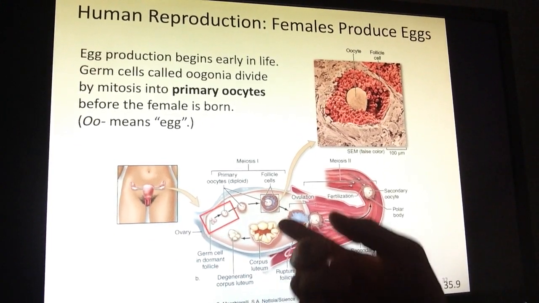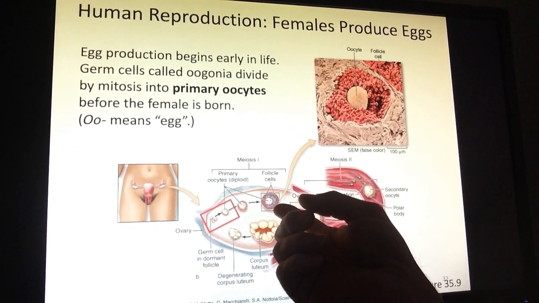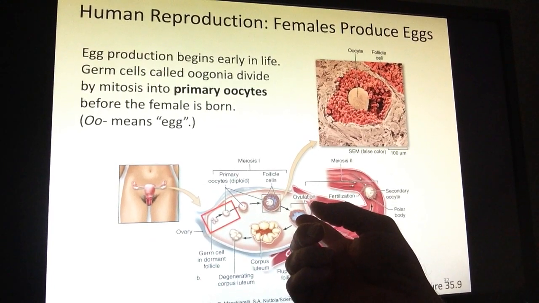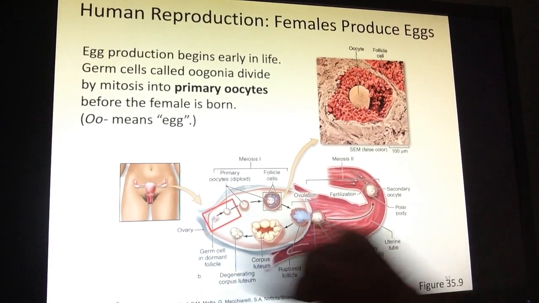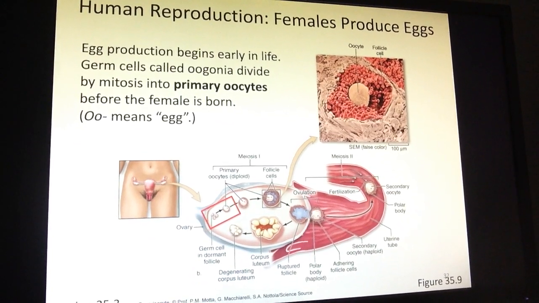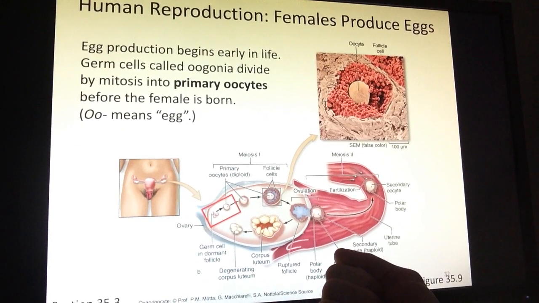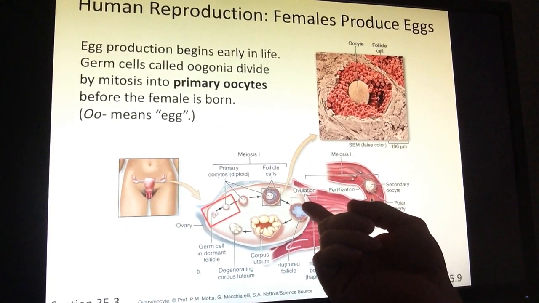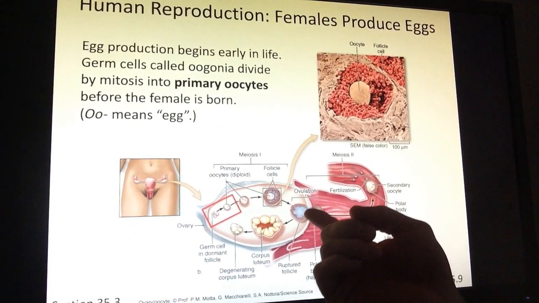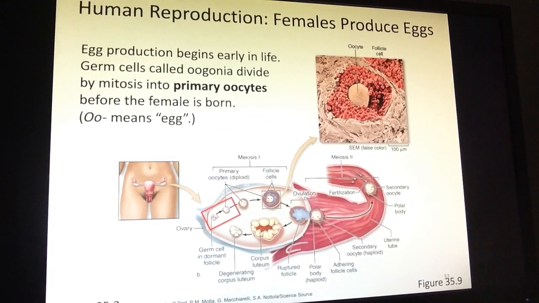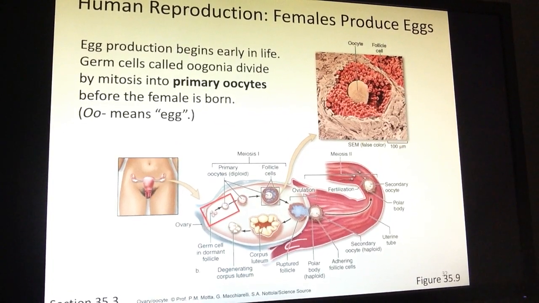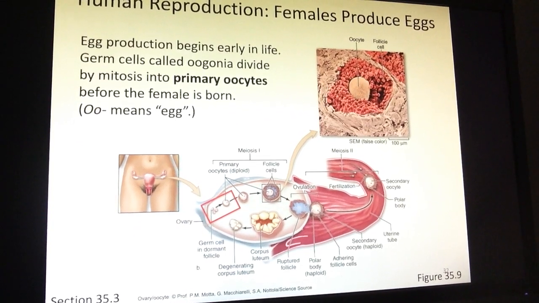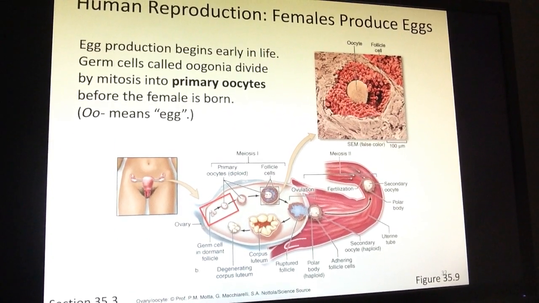It's got a bunch of fluid building up, and that fluid creates the pressure that's needed to rupture the follicle and release the egg. And that word, the releasing of the egg cell, is called ovulation. All right, so ovulation is different than fertilization. Ovulation has to happen first, release of the egg cell from the ovaries.